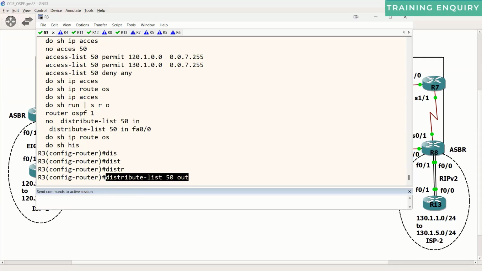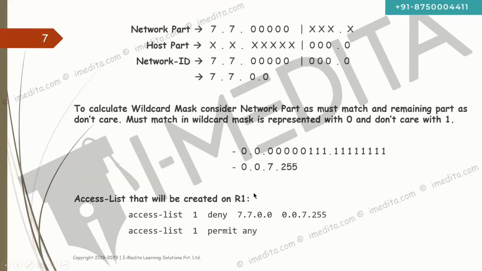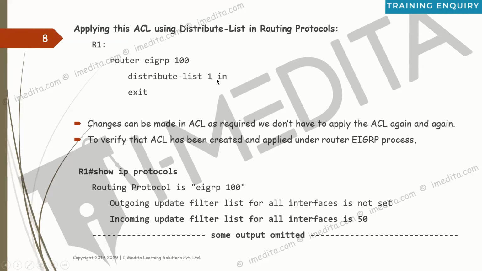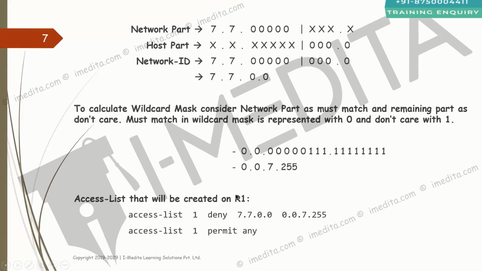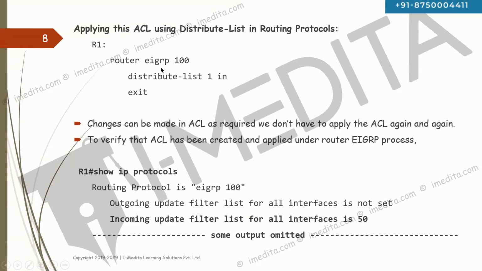So we have the options now. You can see we have the options: distribute list in interface, out interface. And you can keep changing the ACL as per the requirement. You can add entries in the ACL. You can remove entries in the ACL. You don't need to apply it again and again in the distribute list. Changes can be made in the ACL as required. And to verify if the filtering is done or not, we can use the command show IP protocol, and there we can verify if the filtering is being done or not.